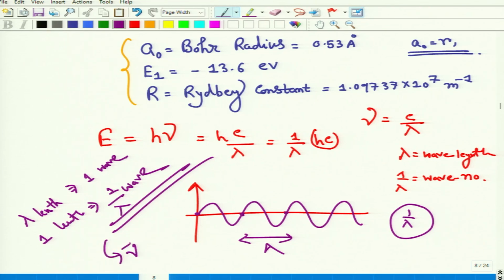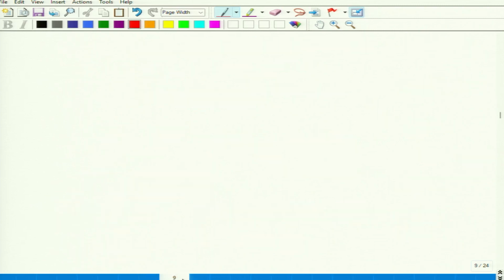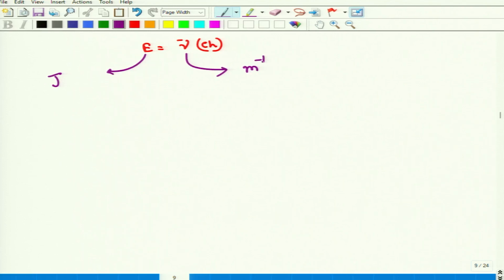This is denoted by nu bar. So you can write E is nu bar ch. Okay. So what was the unit? E has the unit joule. Nu bar has the unit meter inverse or centimeter inverse, that means length inverse, because it is 1 by lambda and lambda is the wavelength.